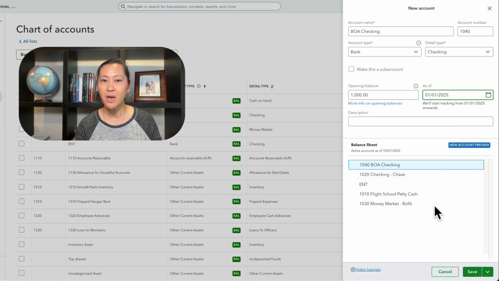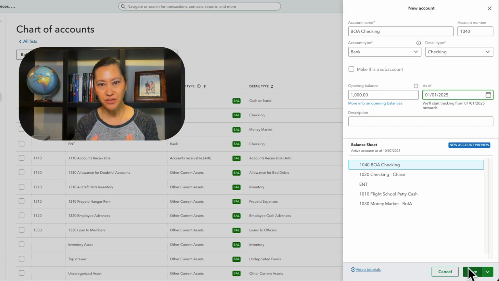So here's the problem. Opening balance equity is meant to be temporary. In reality, balances like this should be reclassified to the proper equity account. In this case, owner's contribution. Leaving money sitting in opening balance equity makes your balance sheet less accurate and can confuse anyone reviewing it, like a tax preparer or auditor.